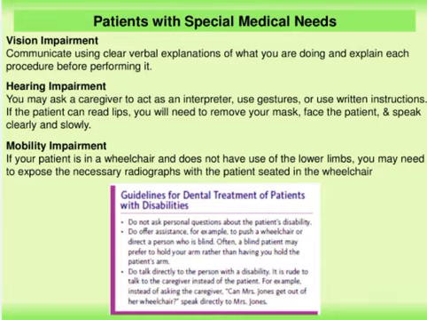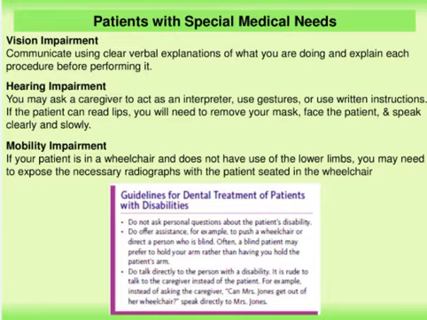Hearing impairment patients. In such patients, you can ask the caregiver to act as an interpreter, or use gestures, because they are not blind, they can have only a problem with the hearing, either reduced hearing or complete hearing loss. So, if the patient is educated, you can give written instructions to the patient as well.